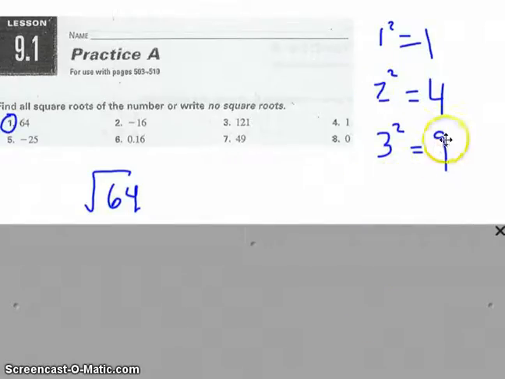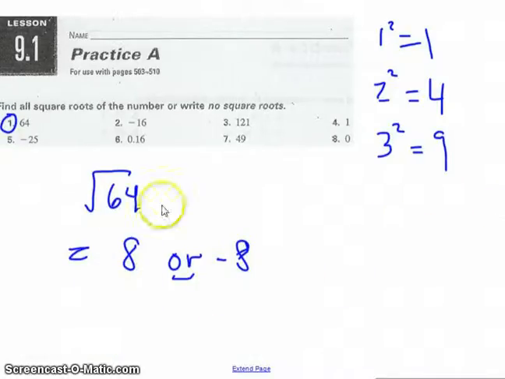Now to find square roots, you're going to work in the opposite direction. So the square root of 4 is that 2. The square root of 9 is that 3. So similarly, if you are able to build this whole list, you'll find 64 over here on your list, and you'll find that the square root of 64 is 8. But the key point is to realize it could be 8 or it could be negative 8.